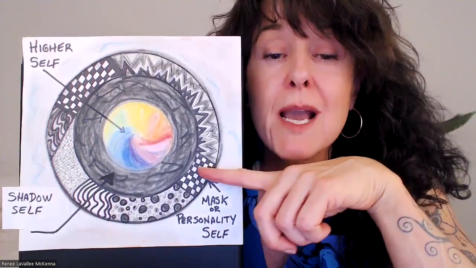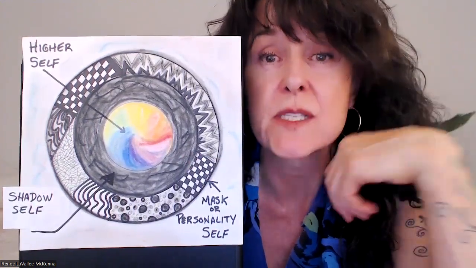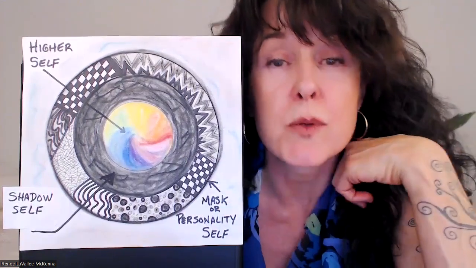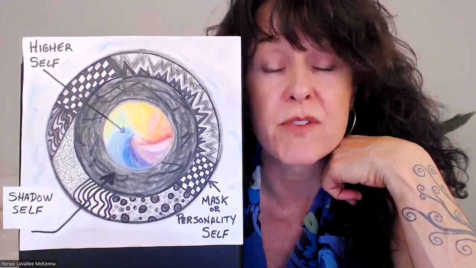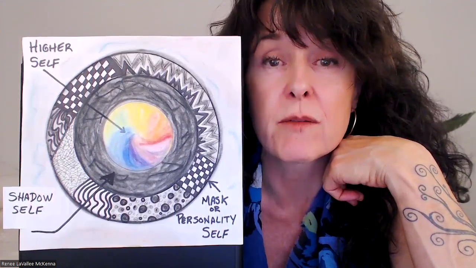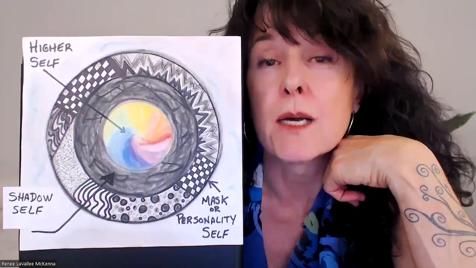And you could kind of see this as like the structure of a house, if our self is a house. And the mask or personality self is the aspects of our house that we invite people into. We have them come into the living room. We might invite them into our bedroom if they're cute and fluffy.